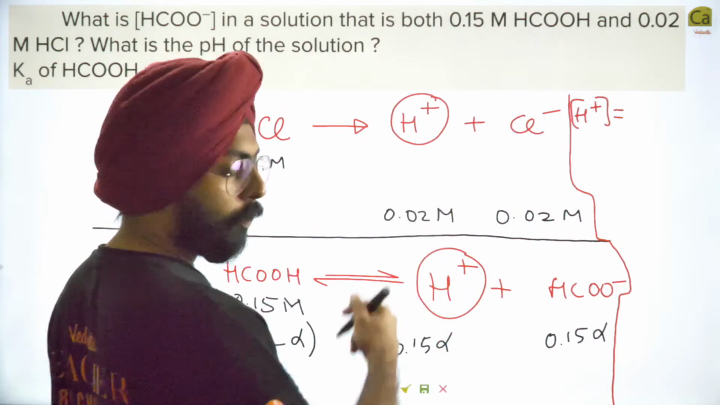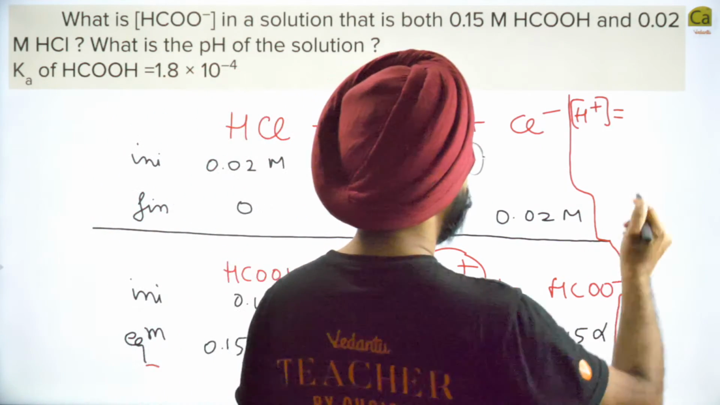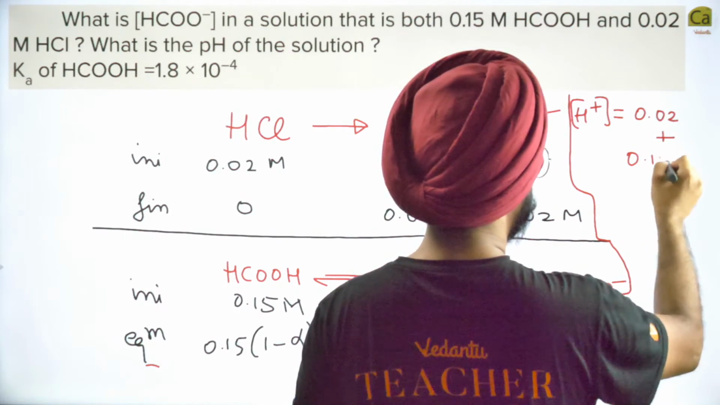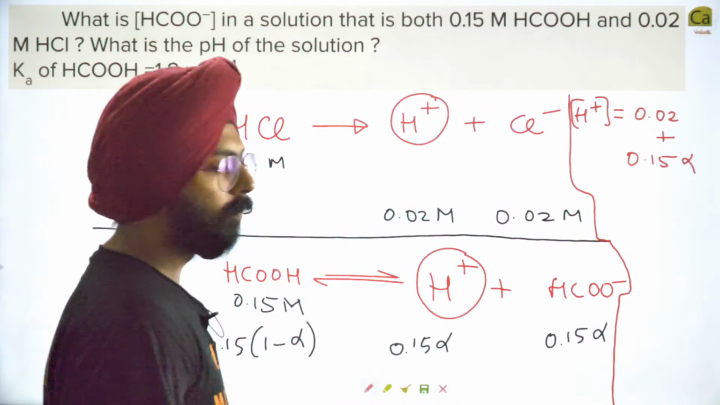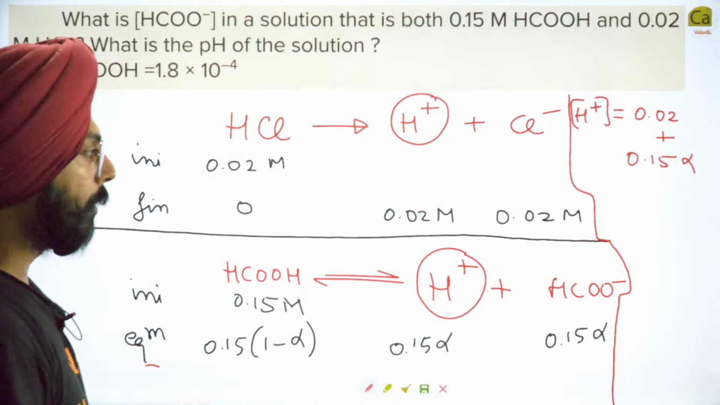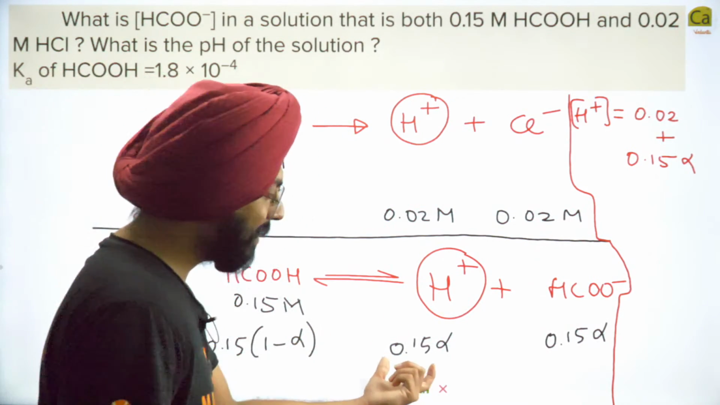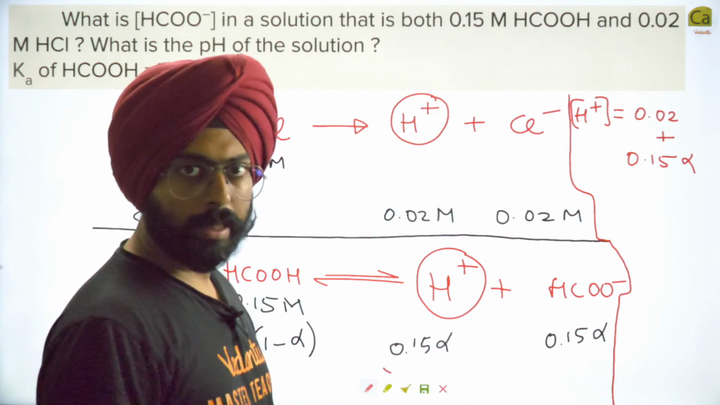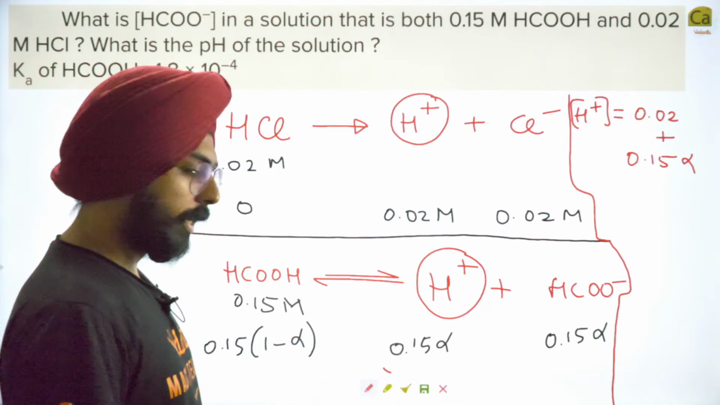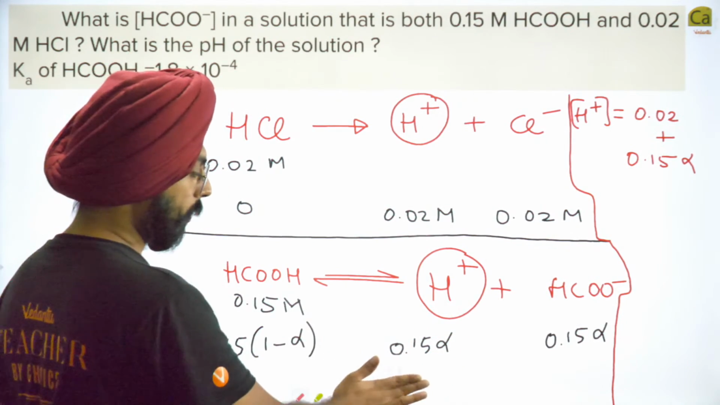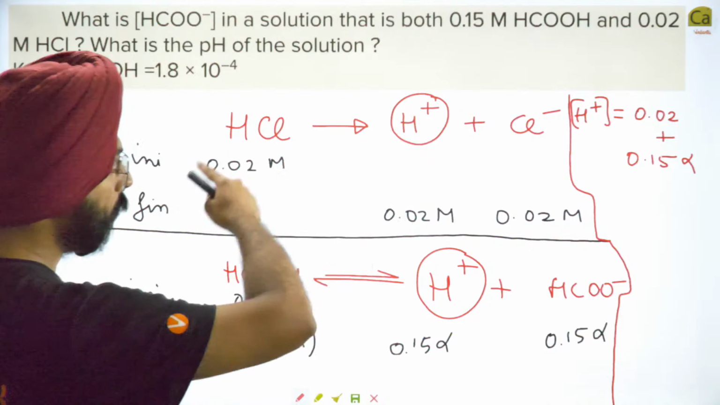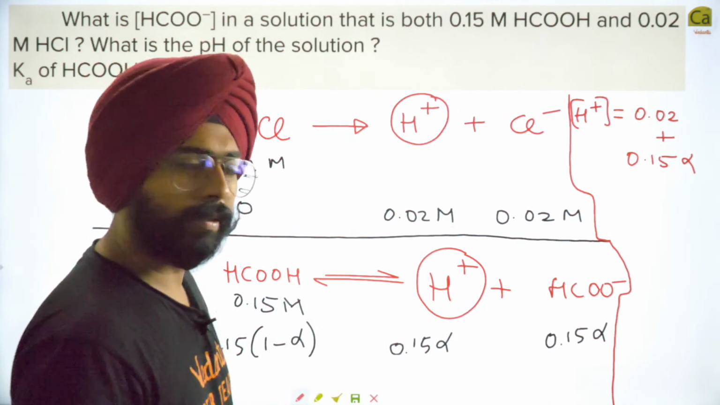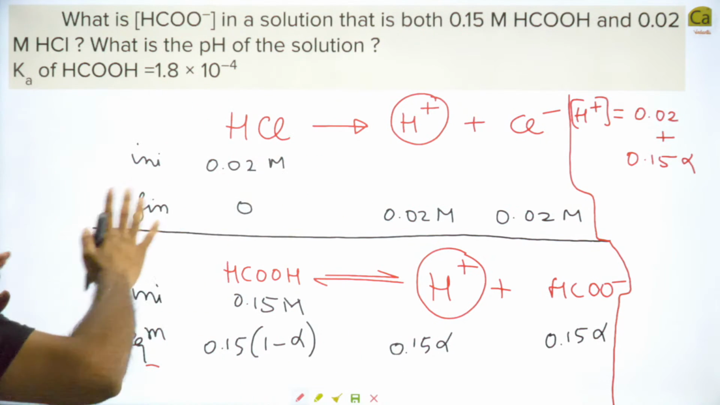Now, this H positive concentration that we've got will be equal to 0.02 plus 0.15 alpha. Now there are two ways in which you can solve this question. One way is you can try to calculate the alpha and then do the exact calculation. Let's try to do that exact calculation and then we'll understand why we don't actually need to do it. So I'm going to erase a lot of things over here. I hope you've written it down.